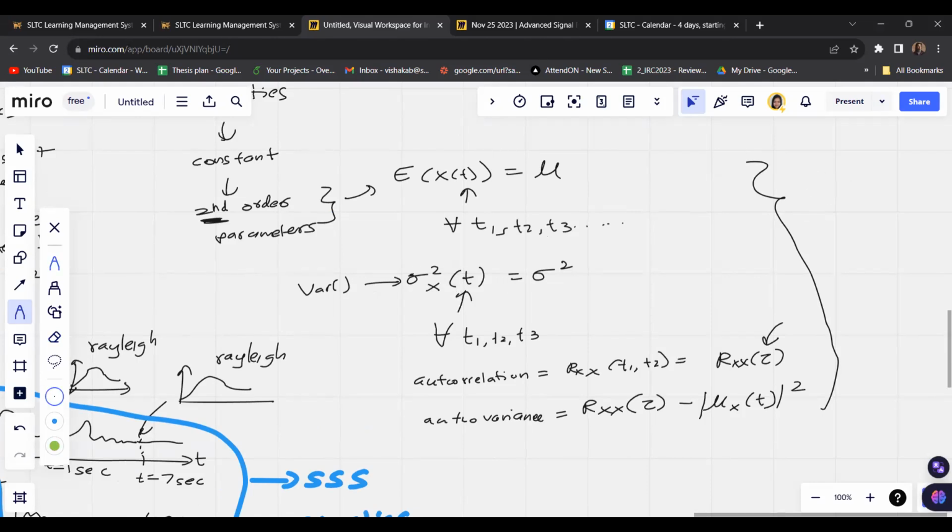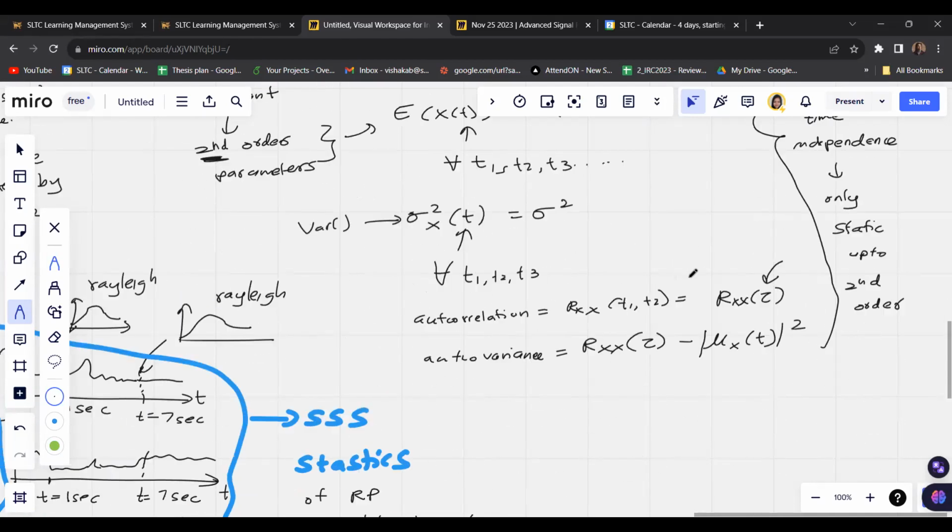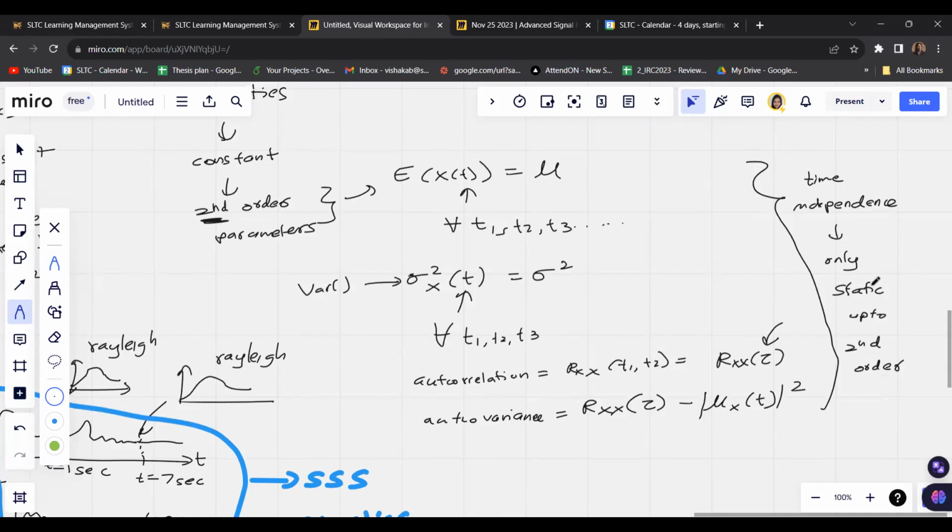Time independent statistics, right? So this time independence is only valid up to the second order. This is only stationary up to second order, right? So this is stationary only up to second order.